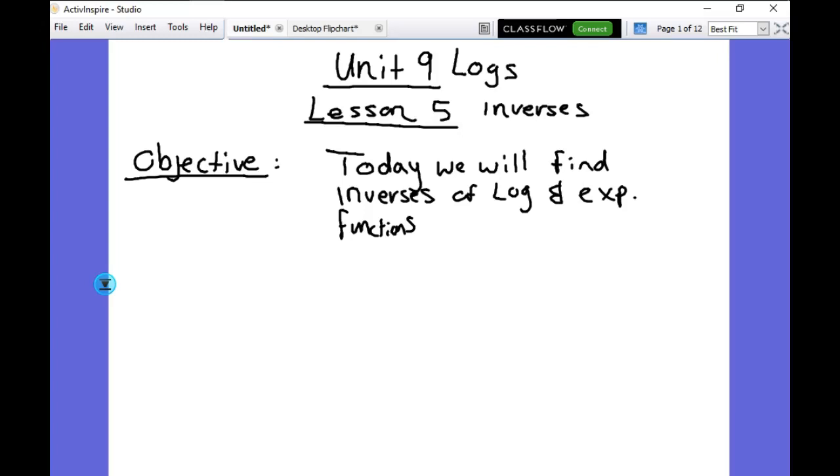Welcome back, guys. Today we're going to be finding inverse functions, focusing on logs in particular. So why do we want to do that? Well, it's going to help us with our next 2 days worth of lessons, which is solving log and exponential equations. So it'll help us with that process. Let's go ahead and get cracking.